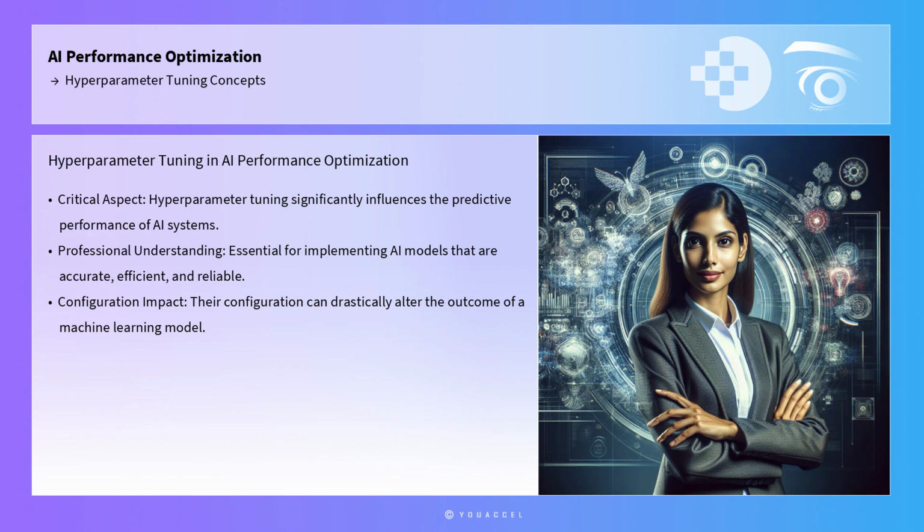Hyperparameters are the parameters set before the learning process begins, and their configuration can drastically alter the outcome of a machine learning model. Unlike model parameters that are learned from the data, hyperparameters are specified by the practitioner and must be meticulously adjusted to balance bias and variance, ultimately enhancing the model's generalization capabilities.